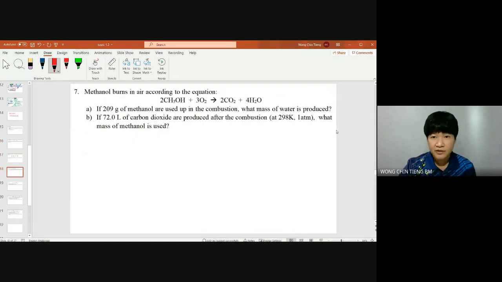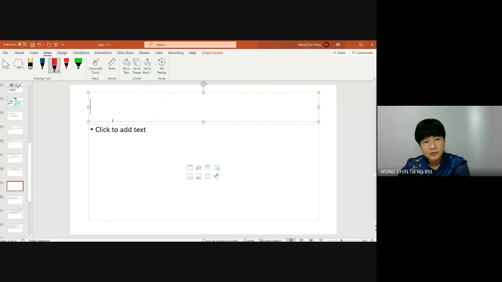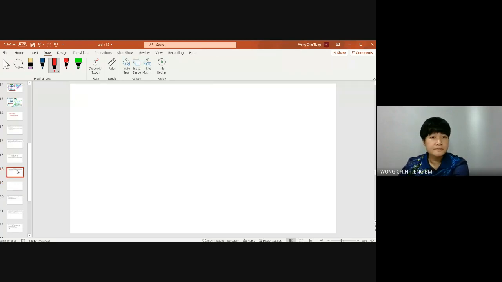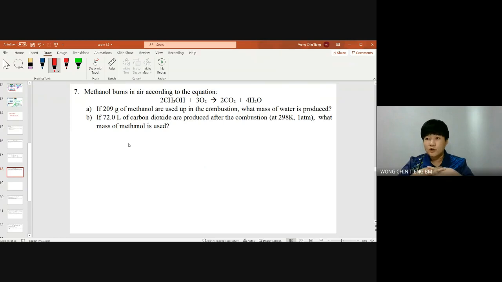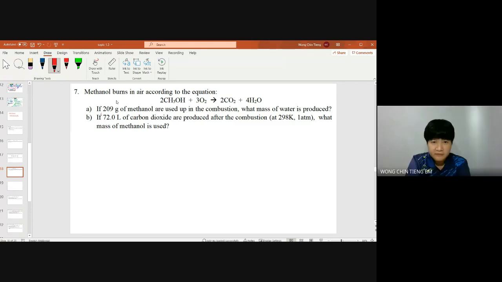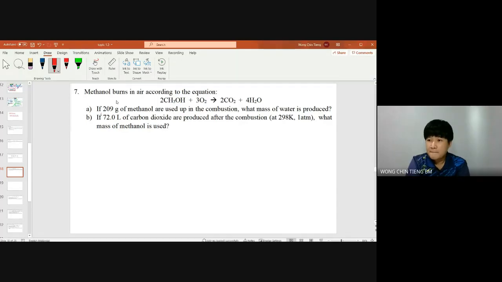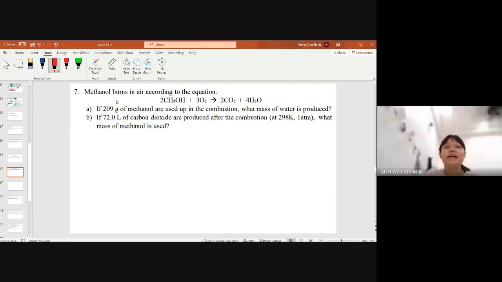6, 7. Tadi kata 7 kan? Okay. 7. Very quickly kita tengok soalan A sikit. 290 gram. My question. Perlu cari limiting? Perlu cari excess? Go say no. Why? Because the product is carbon dioxide, so it's complete combustion of the methanol. And? Complete combustion means? Means burn in excess oxygen.